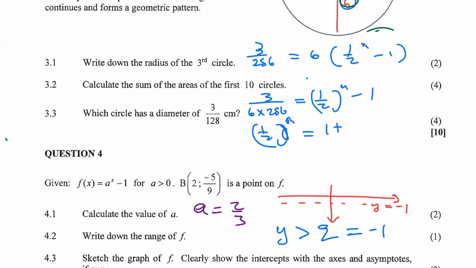You can actually punch this in your calculator yourself, right? Because 3 over 6 times 256. I'm going to do it by head, but that is like 1 over 512. Let me know if you get that in your calculator.